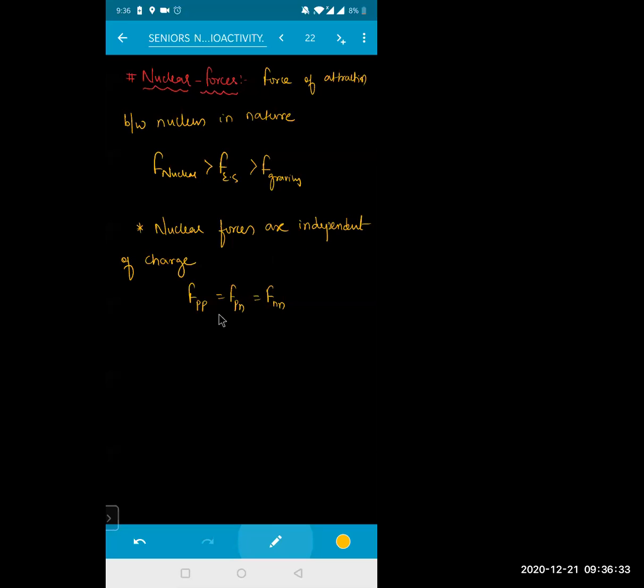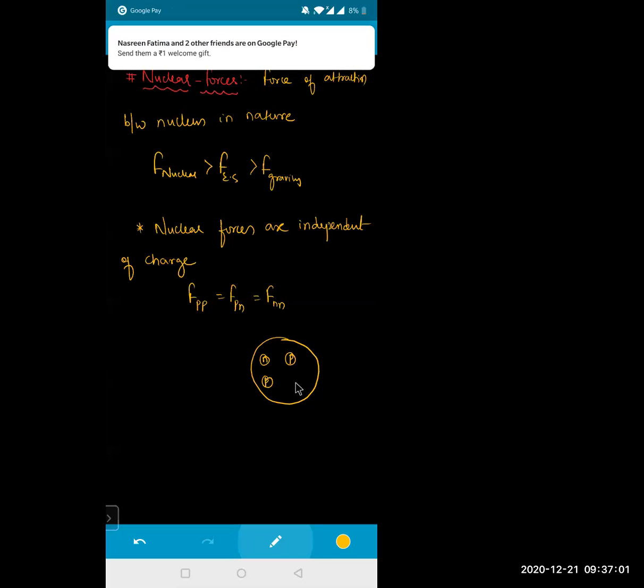So if F1 is the net force between two protons, F2 is the net force between a proton and a neutron, and F3 is the force between two neutrons, what will be the relation between the net forces between the nucleons? Say, for example, we have some nucleons here: a proton here, a neutron here, a proton here, and again a neutron here.